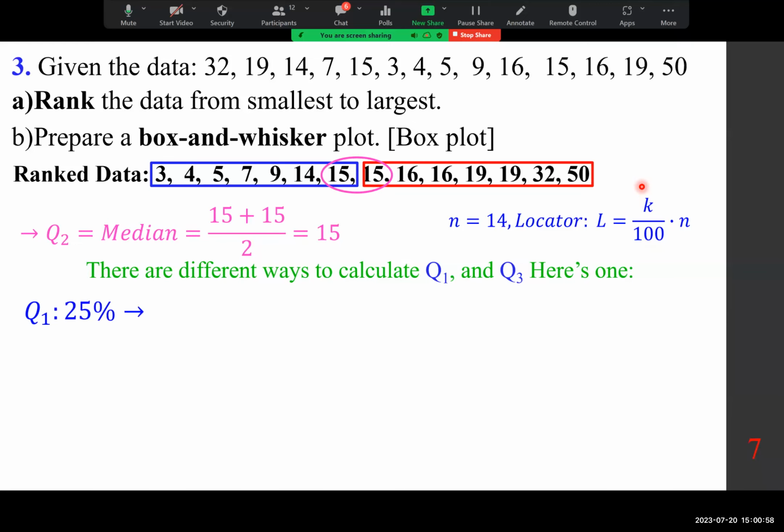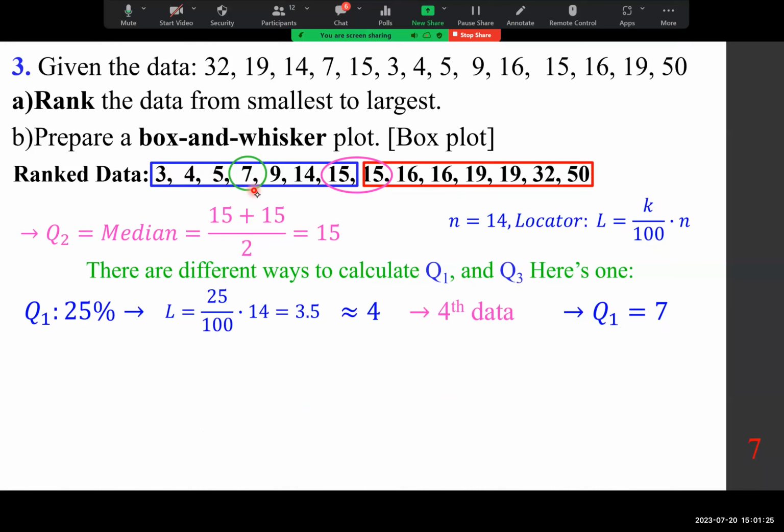So for Q sub 1, which is the 25th percentile, we are going to change the K to 25. And we round this accordingly. It becomes the 4th piece. And 1, 2, 3, 4. The 4th piece of data is number 7. We are done. And that gives us the same answer as we did before.